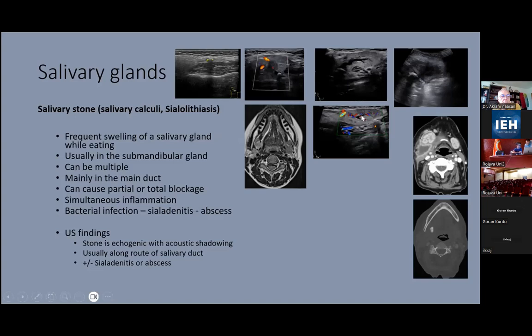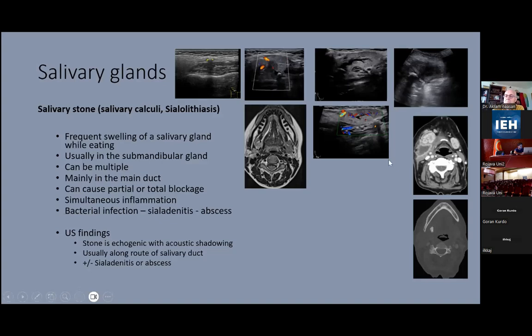In the ultrasound, these are different patients. In the first line, you see a hyperechoic region. Behind it, there's an acoustic shadow. So this is the stone. This is the submandibular gland, which is hypoechoic, inhomogeneous. And in the CT scan, you see that the submandibular gland is swollen, inflamed, and behind it, there's an abscess. And in the CT scan bone window, you see the stone.